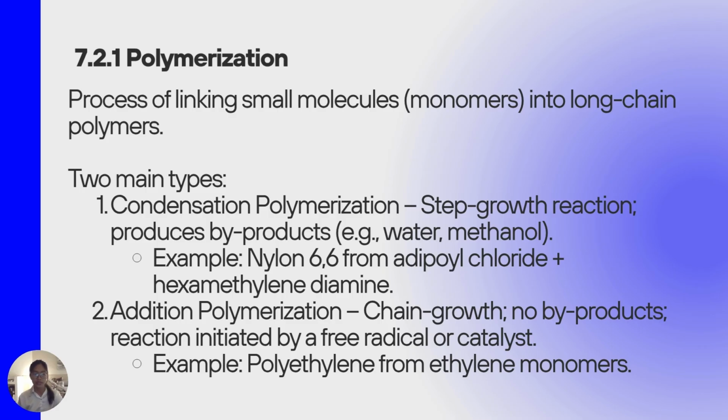The second being addition polymerization. In this chain growth reaction, monomers join together without any byproduct. It usually requires an initiator, like a free radical or catalyst, that starts the reaction by opening a double bond in the monomer. A simple example is the polymerization of ethylene to form polyethylene.